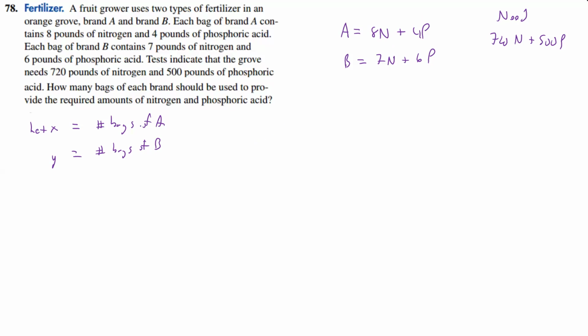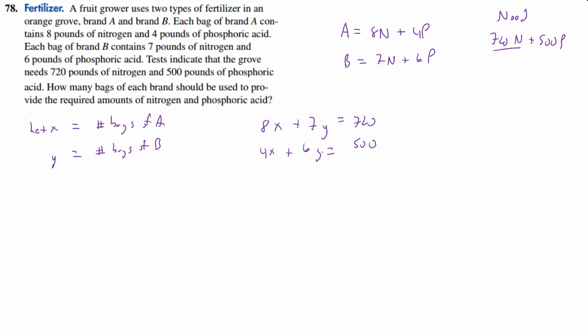So bags of A are going to give us 8 nitrogens each, so 8x, plus 7 out of B, which is y, and that has to get to a total of 720. Now the other part, phosphoric acid, will have 4x plus 6y equals 500. Again, this is coming from bag A, this is coming from bag B, and this is what the field needs total. Okay.